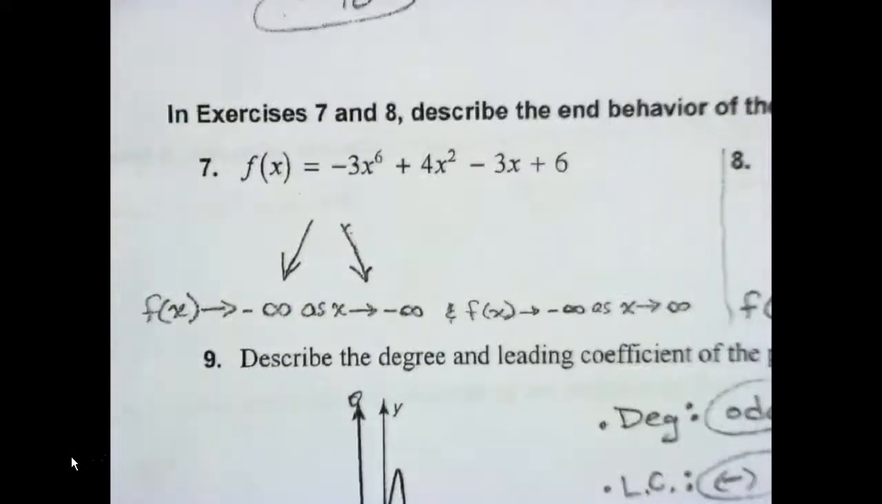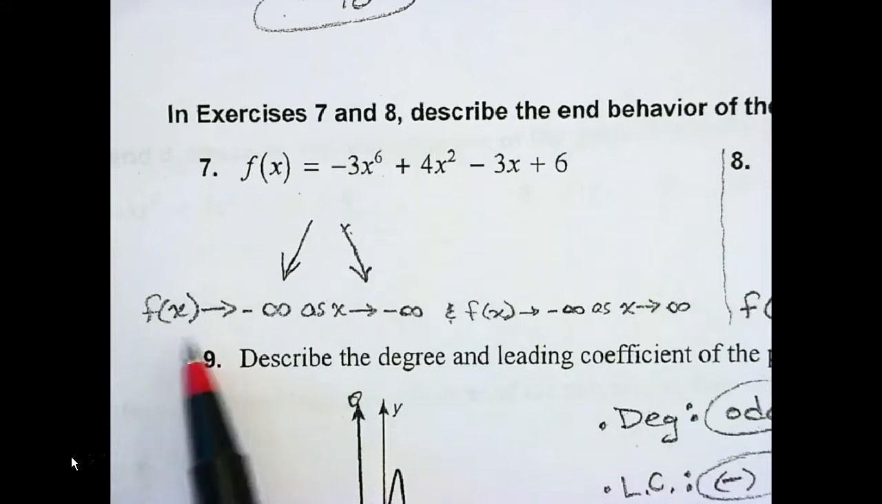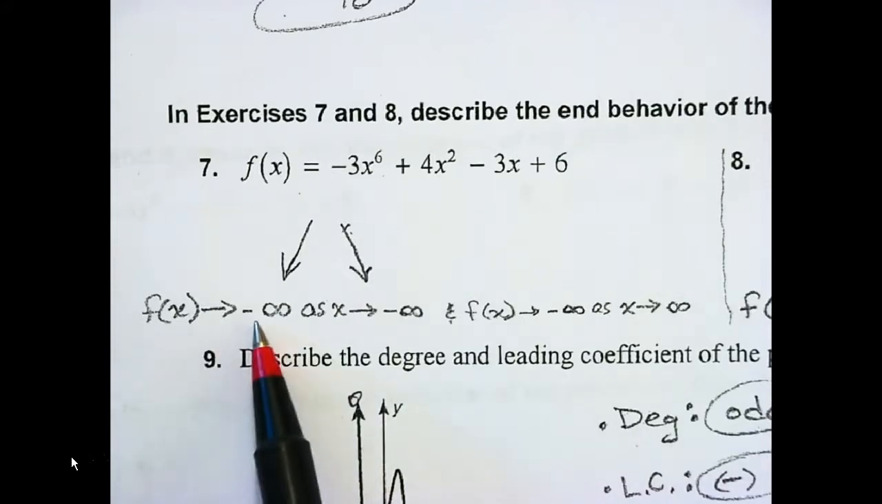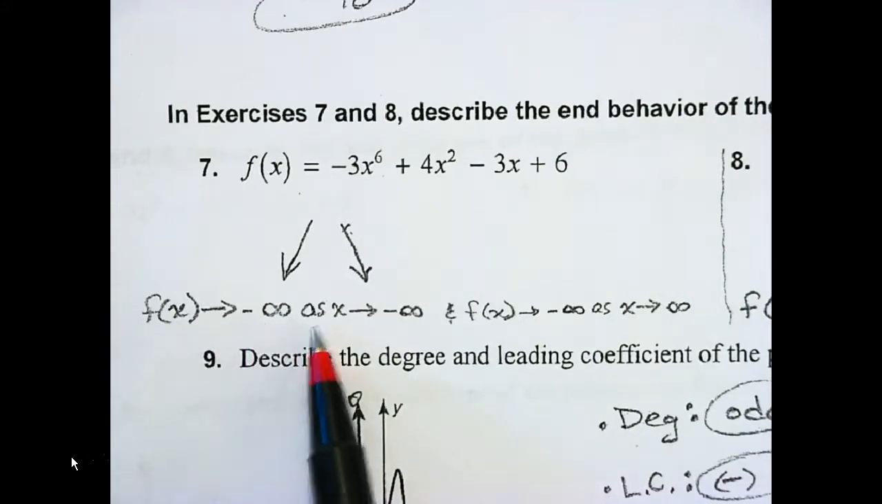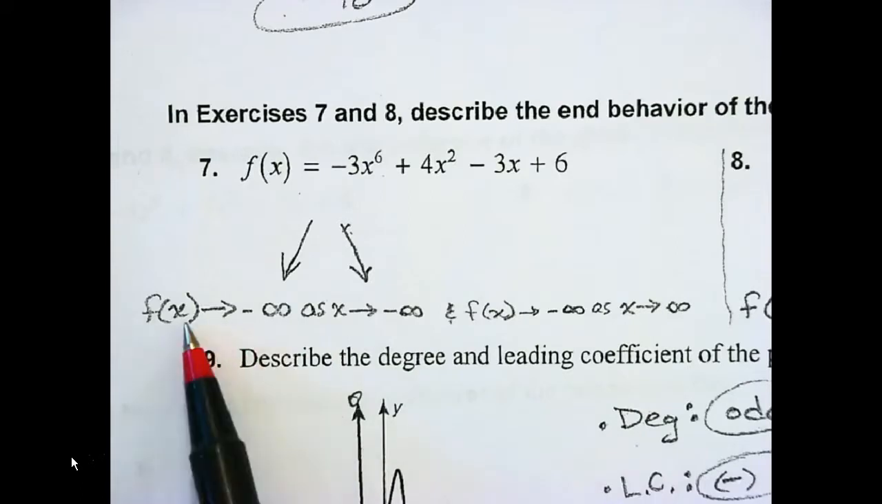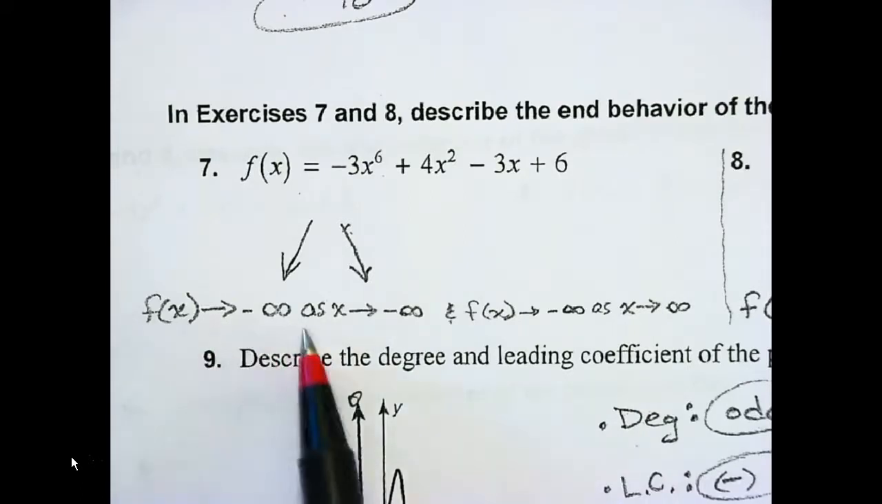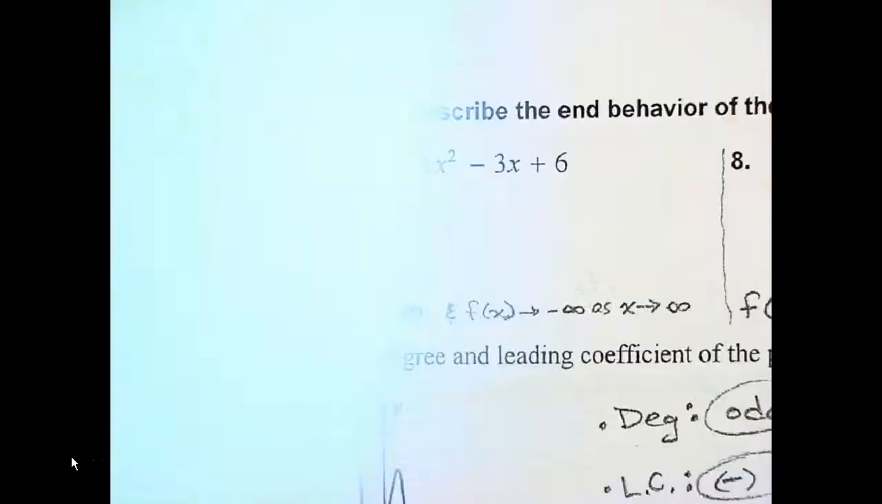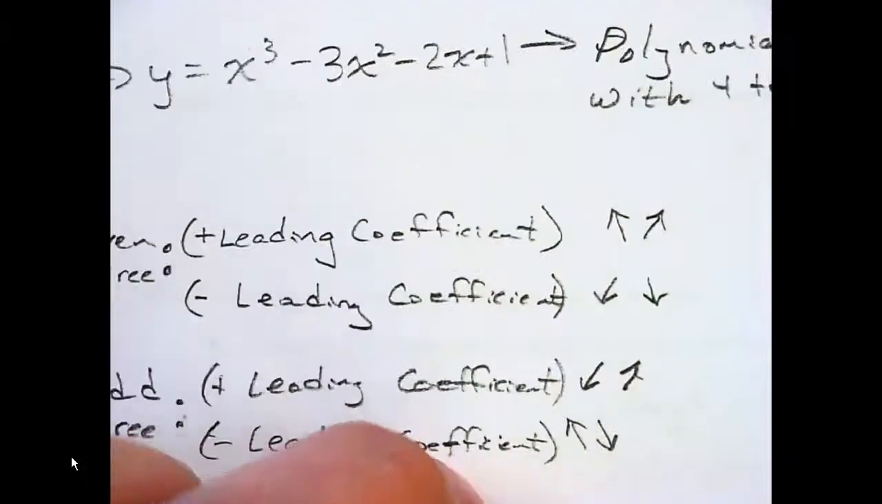It is down, down. Now, please note the notation you're going to see in your book is f of x goes from negative infinity. So f of x approaches negative infinity as x approaches negative infinity. Or you may see it, the other way to think about it is, I'm going to write it up here. Okay, this is in the note page I just gave you.